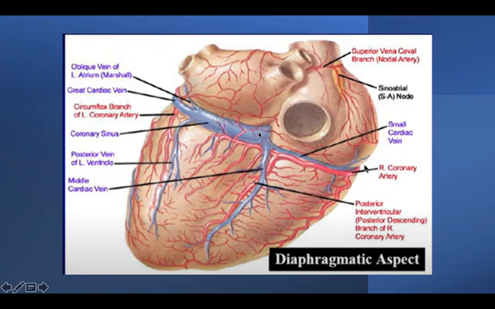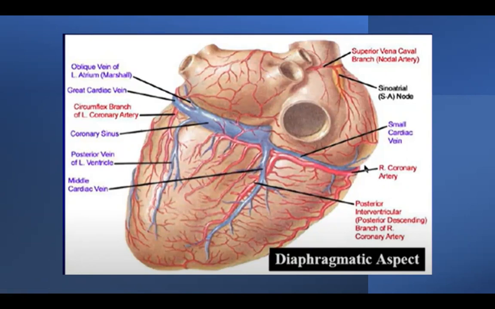If the circumflex gives this branch, which is called the posterior descending artery, we call it left-sided dominance. If the right coronary, coming from the opposite side, gave the PDA, or the posterior descending artery, we call it right coronary dominance. What is the posterior descending artery? It is the artery that runs in the posterior interventricular septum. In other words, it is the opposite of the LAD. It is the posterior descending artery. It comes from the right coronary artery in most cases.